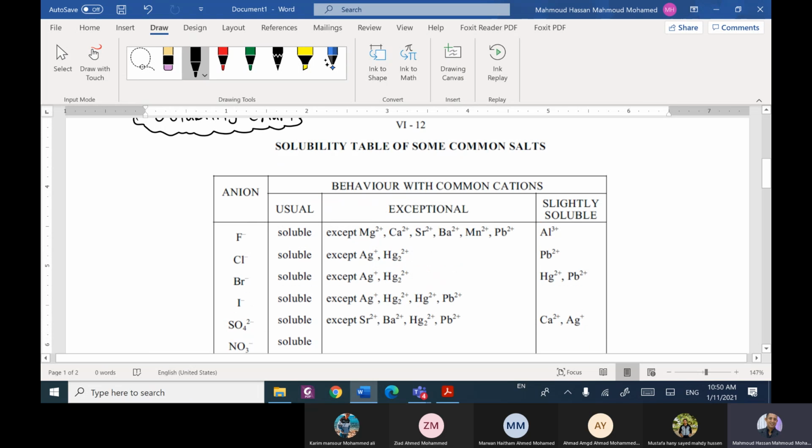As an example, for the fluorine salts, since the solubility depends on the anion, all the fluorides are usually soluble in the water except magnesium fluoride, calcium fluoride, strontium fluoride, barium fluoride, manganese fluoride, and lead fluoride. And we will find sometimes slightly soluble in the water, like the aluminum fluoride.